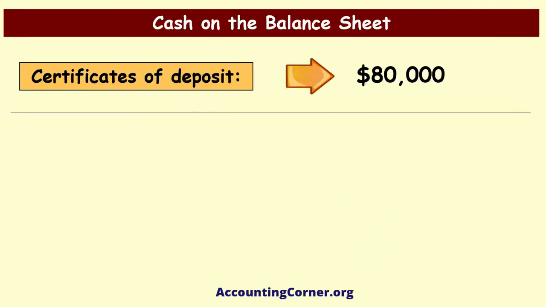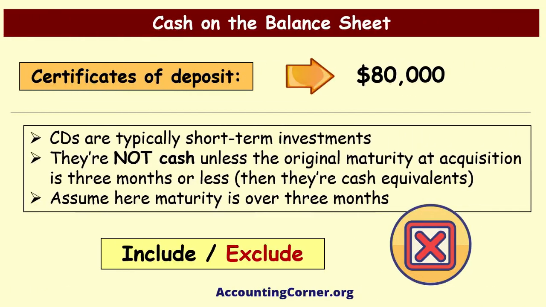Our last item is certificates of deposit, with a total of $80,000. Certificates of deposit are generally classified as short-term investments. They are not reported as cash, unless the original maturity at the time of purchase is 3 months or less. In that case, they would be considered cash equivalents. But here, we assume the maturity is longer than 3 months. That means, these funds are not immediately available. So we exclude them from the cash balance.